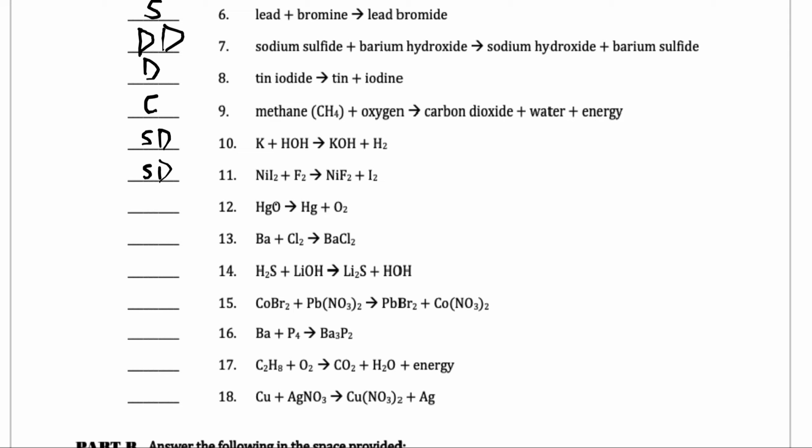All right, HgO results in Hg plus O2. As you can see, it decomposes into two different separate elements, so therefore it is double displacement. Okay, double displacement. All right, so Ba plus Cl2 results in BaCl2. So as you can see, these two elements result in one compound. Therefore, it is synthesis.